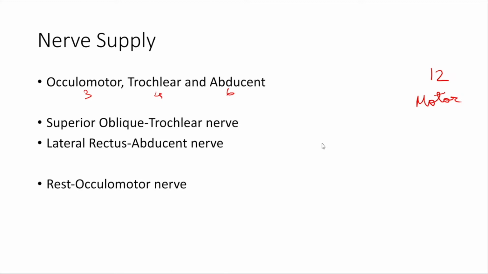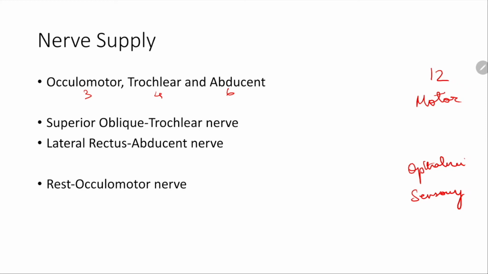So this slide itself gives us the answer to a question that we saw earlier as to which of these nerves does not supply the extraocular muscles. And there the correct answer was ophthalmic nerve, which is a purely sensory nerve. Therefore, that was the right answer to that question.